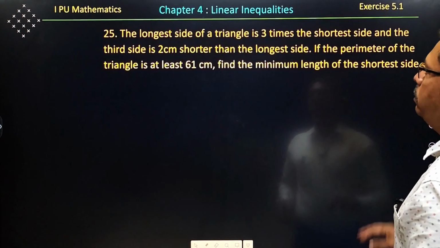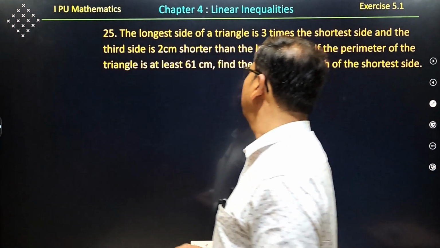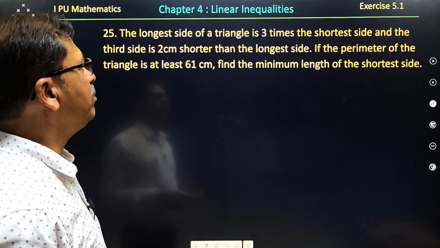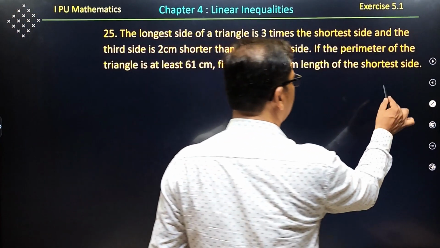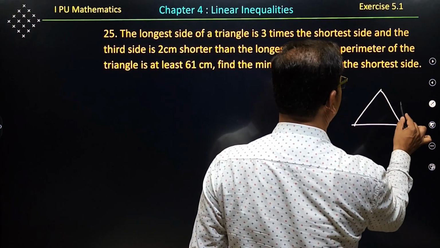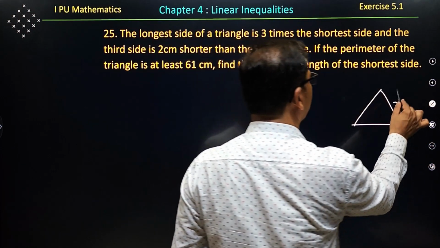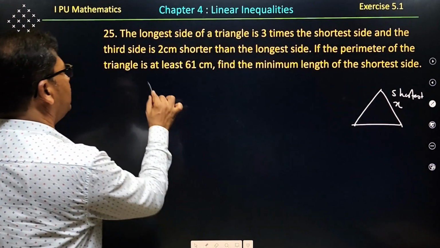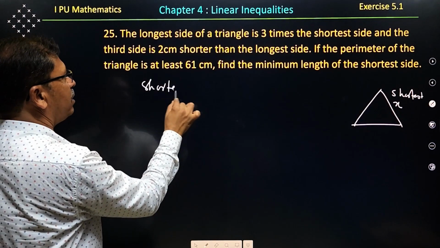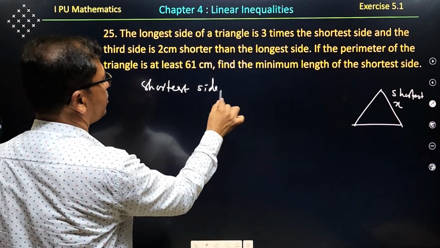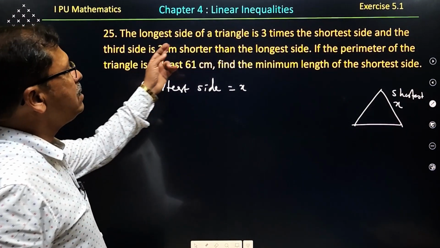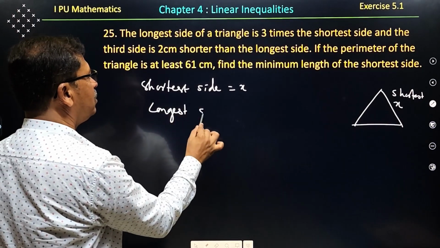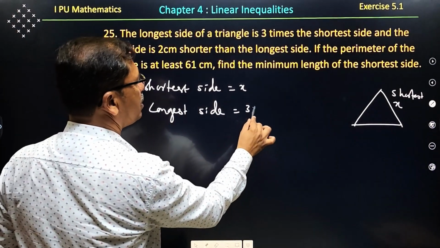So let us move to the next question. Here there is a problem based on a triangle. The longest side of a triangle is 3 times the shortest side. Take the shortest side to be x. Longest side is 3 times the shortest, so the longest side is 3x.